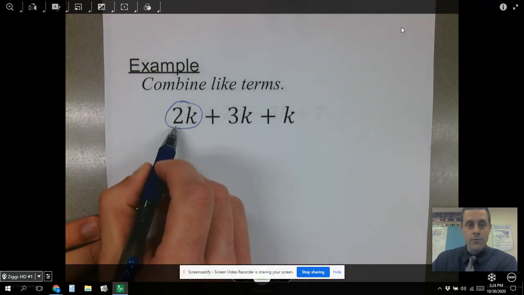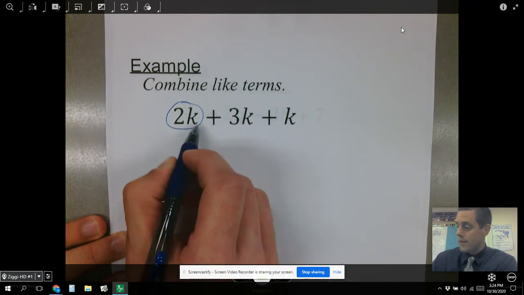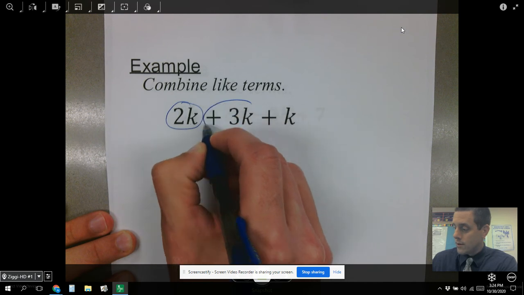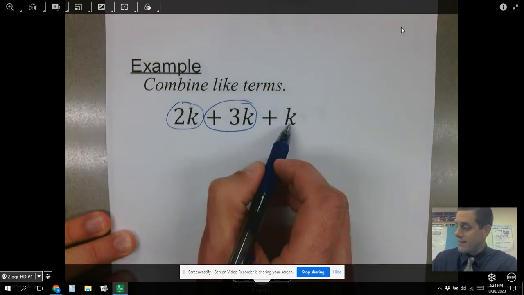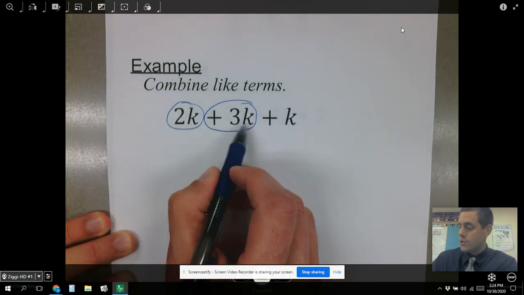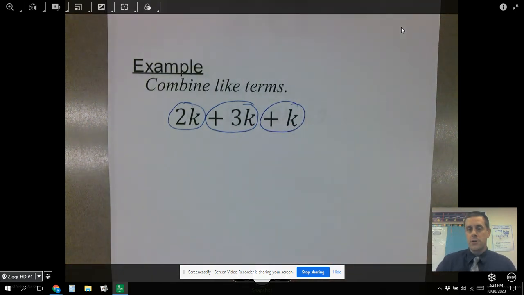Will 3k be able to join 2k in the like term club? Yeah, they are alike. They both share a variable k and an exponent of 1. So I'm going to mark that, I'm going to circle it, and I'm going to grab the plus sign in front of it. Finally, k. K is like 2k and 3k because they both share the variable k and an exponent of 1. So all three terms in this expression are like.